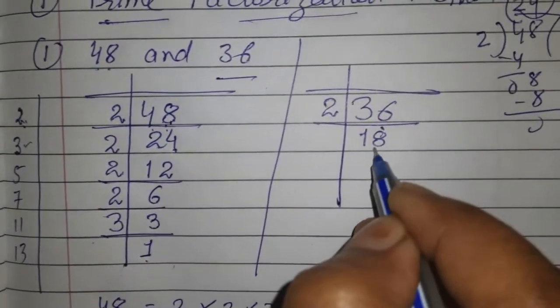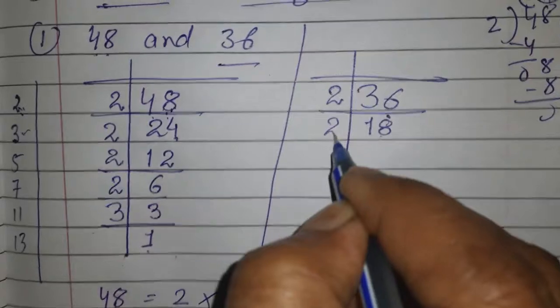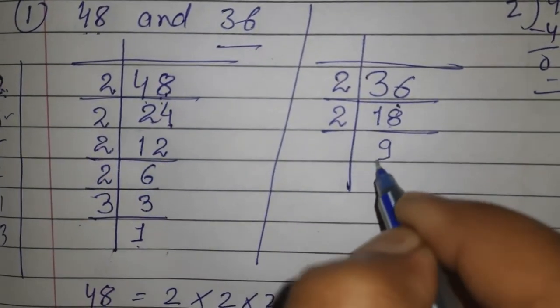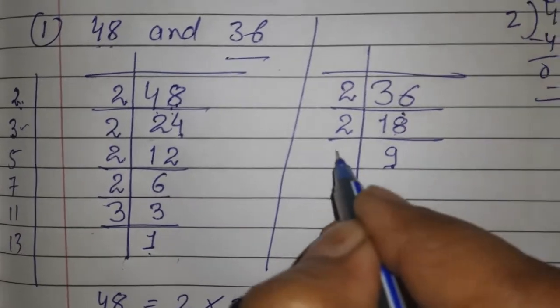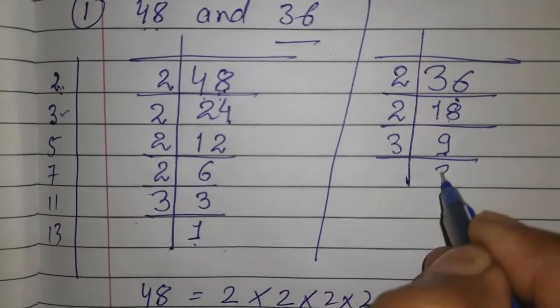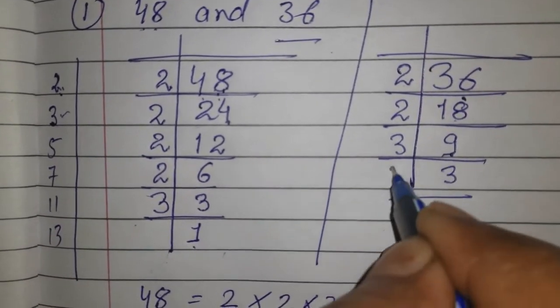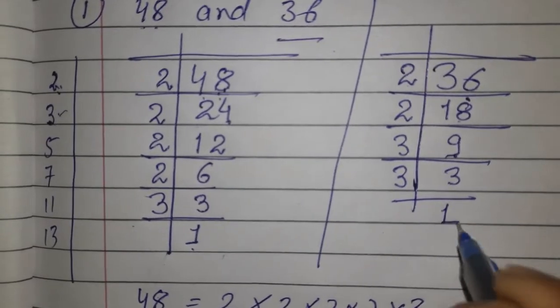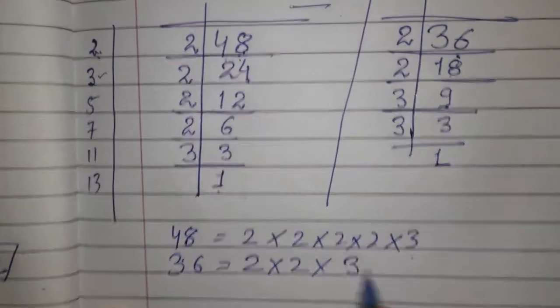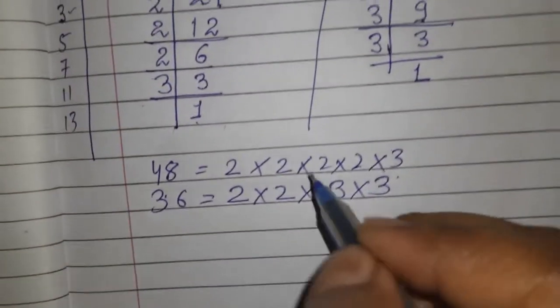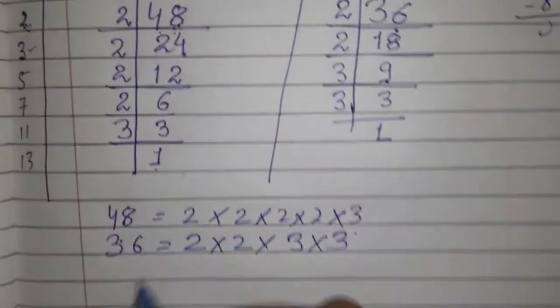Okay. Then again this 18 is divisible by 2. Take the 2. 2 9s are 18. Now 9 is not divisible by 2. Then which number? Yes, 3. So that is 3 3s are 9. Then again 3 is divisible by 3, 1. So you write 36 equal to 2 multiplied by 2 multiplied by 3 multiplied by 3. Okay. Now these are the prime factorizations of 48 and 36.